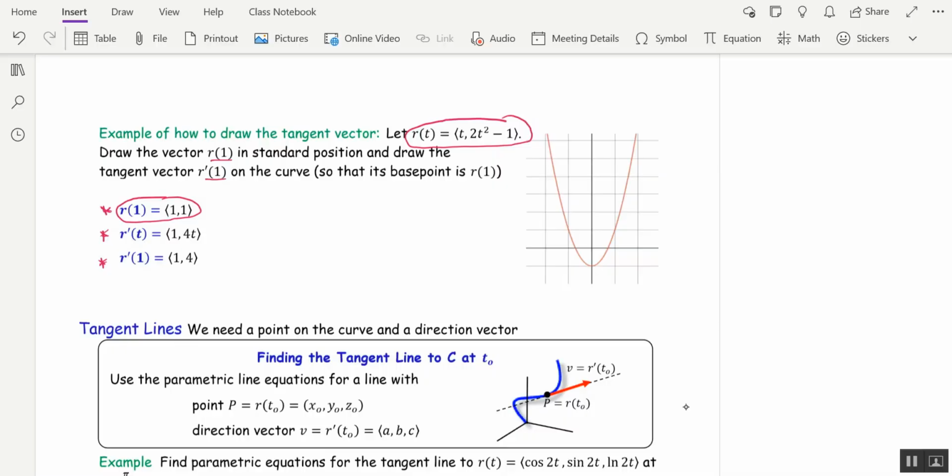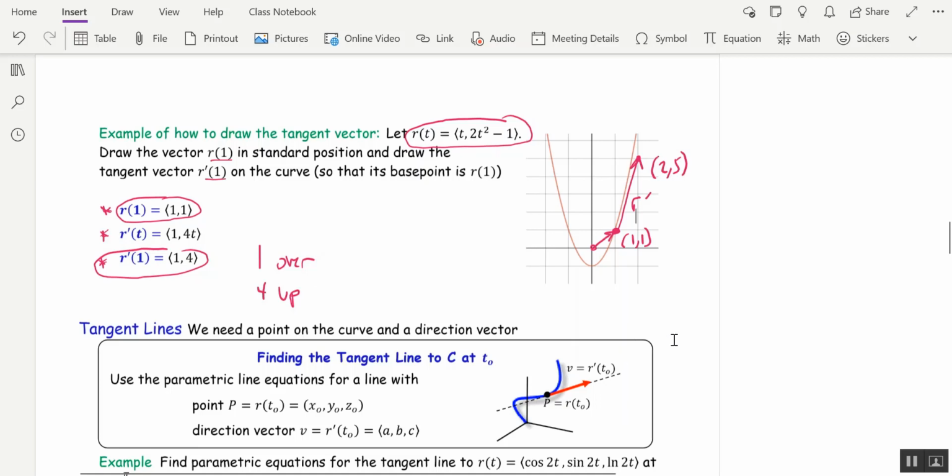So we're going to graph r of 1 in standard position, meaning its base is at the origin, and I go to 1, 1. So that's r of 1. And now I graph the derivative on the curve, meaning I start here at 1, 1, and I go 1 over to the right and 4 up. So I go 1 over and 4 up, and this is now 2, 5, and you can see now r prime looks actually tangent to the curve, which it is.